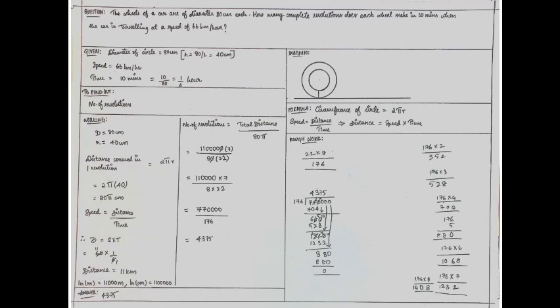Second question, the wheels of a car are of diameter 80 centimeter each. How many complete revolutions does each wheel make in 10 minutes when the car is traveling at a speed of 66 km per hour? In this question, the given diameter of the circle is 80 centimeter. So we have to find the radius, meaning we have to divide diameter by 2, which will give you 40 centimeter.